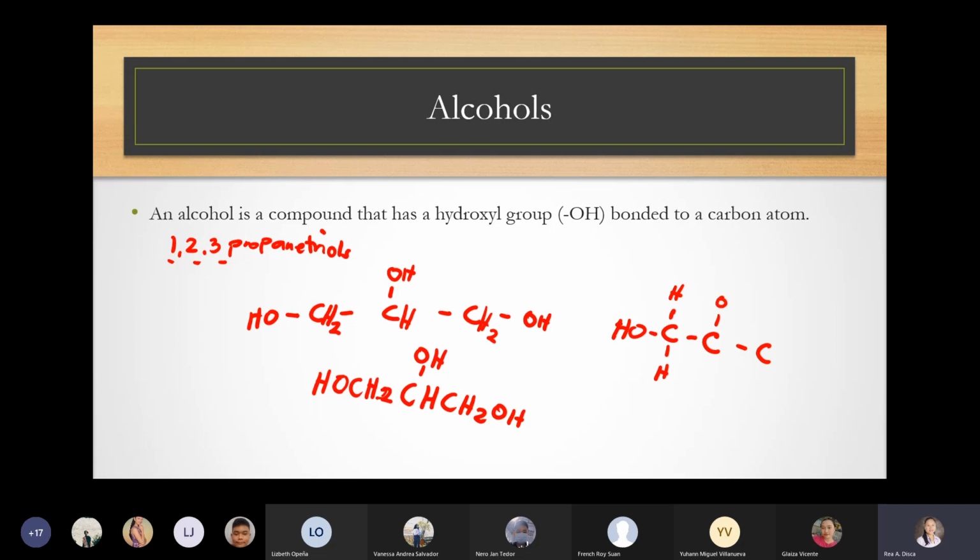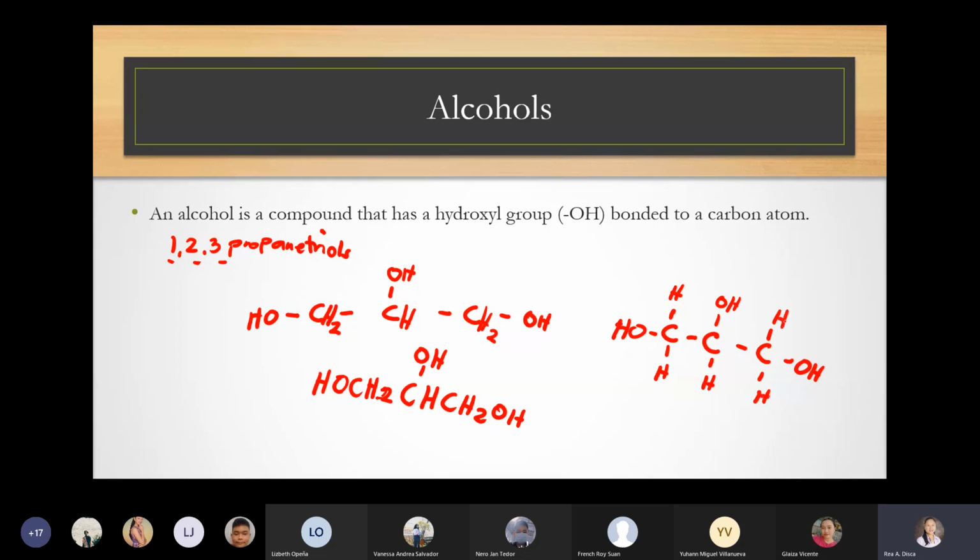Now, ito, di ba, 1, 2, 3 propane triol. Okay, magiging may OH dito. So, ito magiging H. So, now, magkakaroon tayo ng OH din dito kasi 1, 2, 3 propane triol, meaning there is 3 hydroxyl group bonded to this type of compound. Okay, so magiging H, H.